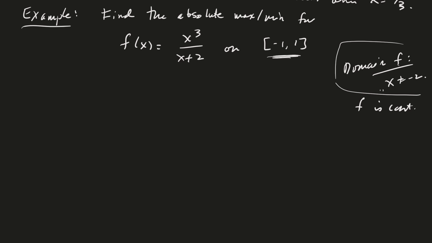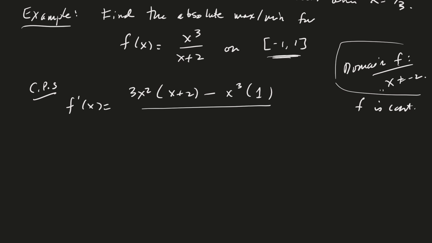Okay, the closed interval method says that we look for critical points and endpoints. And so here we go, critical points. F prime of x, remember to use the quotient rule. So derivative of top times the bottom minus the top times the derivative of the bottom, divided by the bottom function squared. Good, simplifying that a little bit: 3x cubed plus 2x squared minus x cubed, divided by x plus 2 squared.